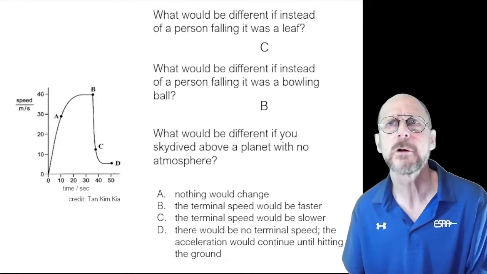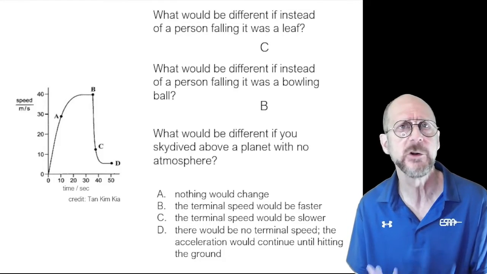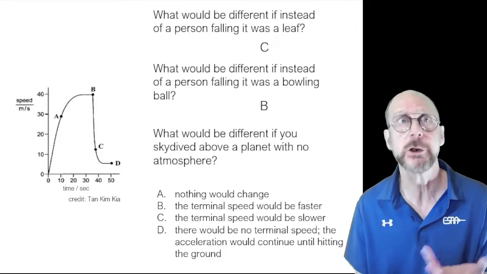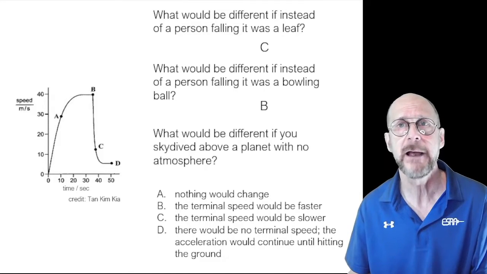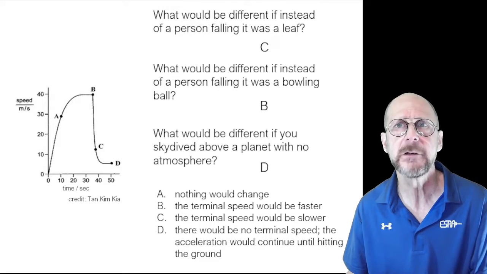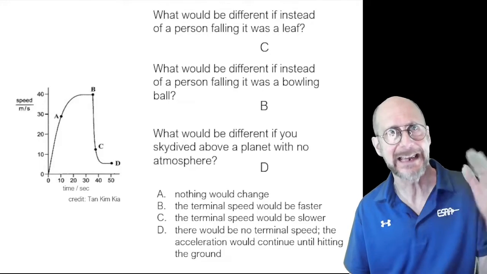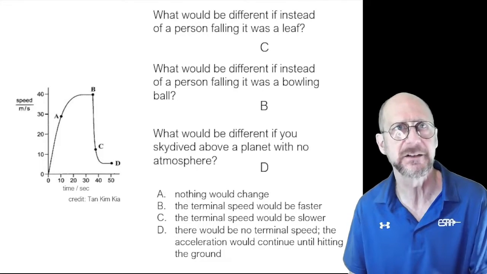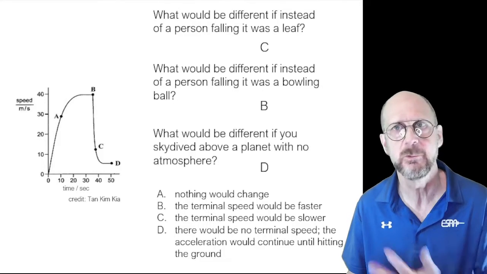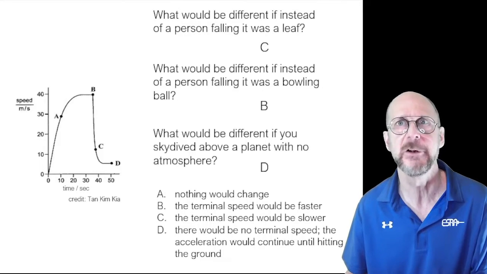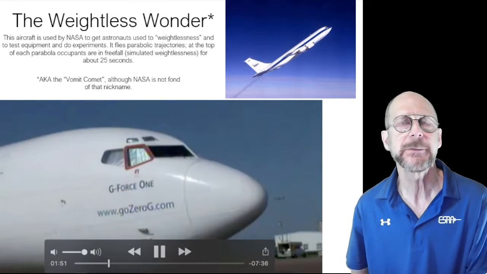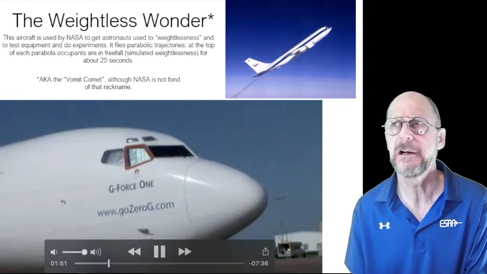What if you were skydiving on a planet with no atmosphere? So you go to the moon or Mercury, for instance, that don't have atmospheres. What would be different? Well, there would be no terminal speed. You would be accelerating, gaining speed constantly until you hit the ground, in which case you would lose a lot of speed very rapidly.